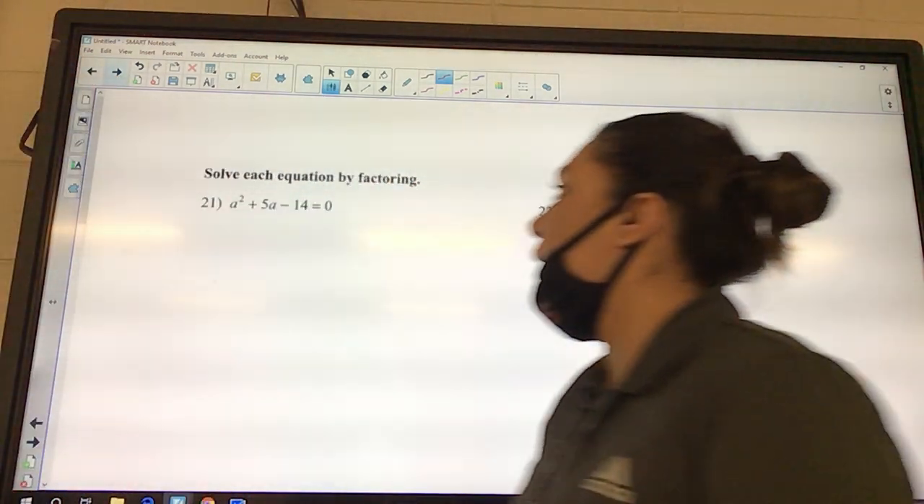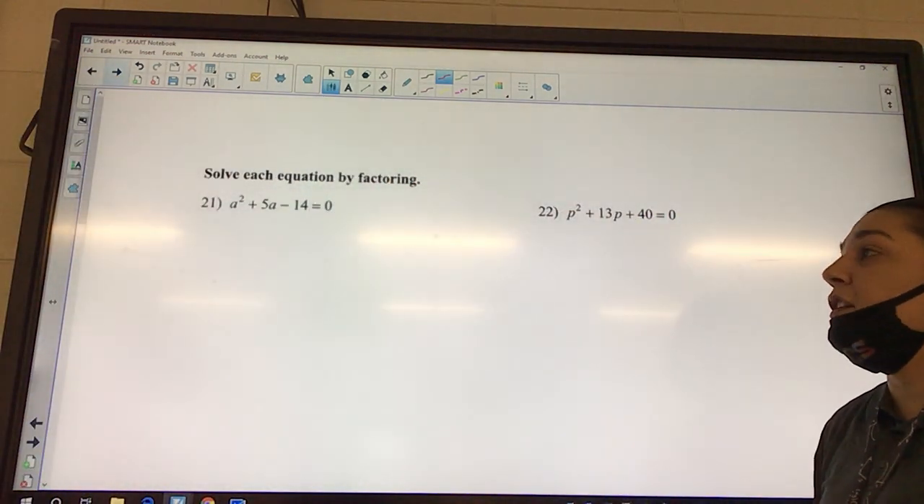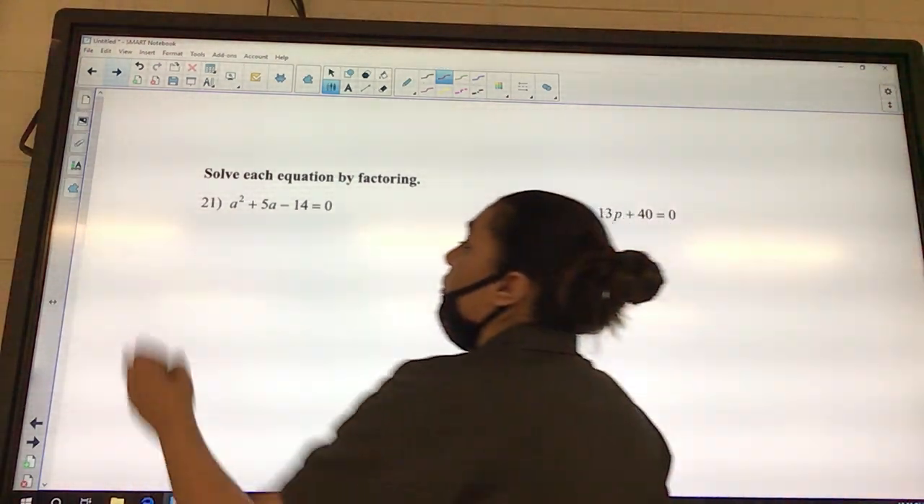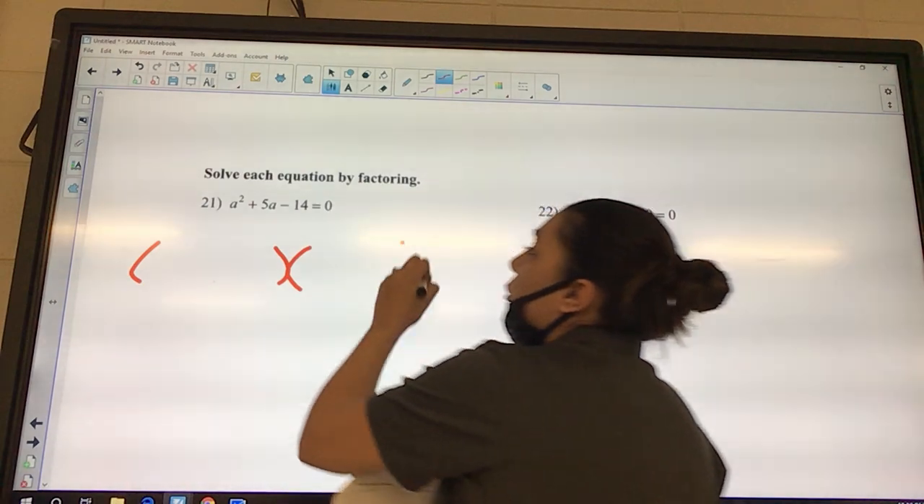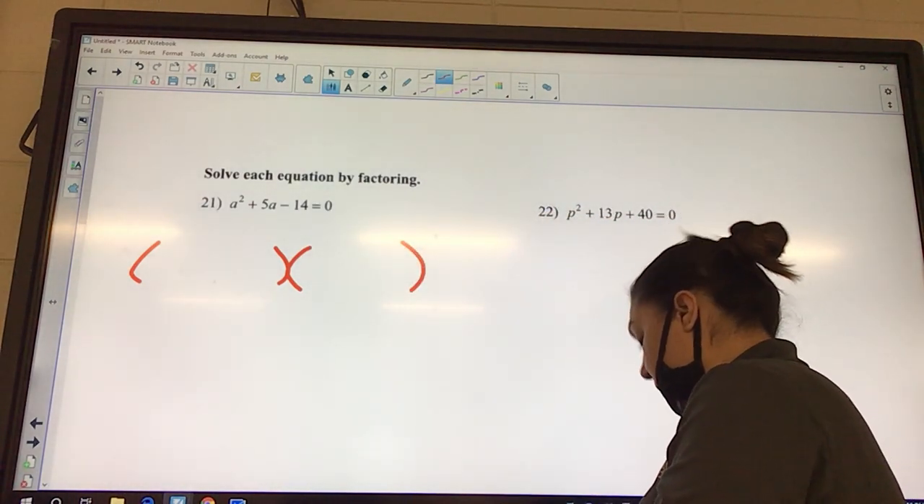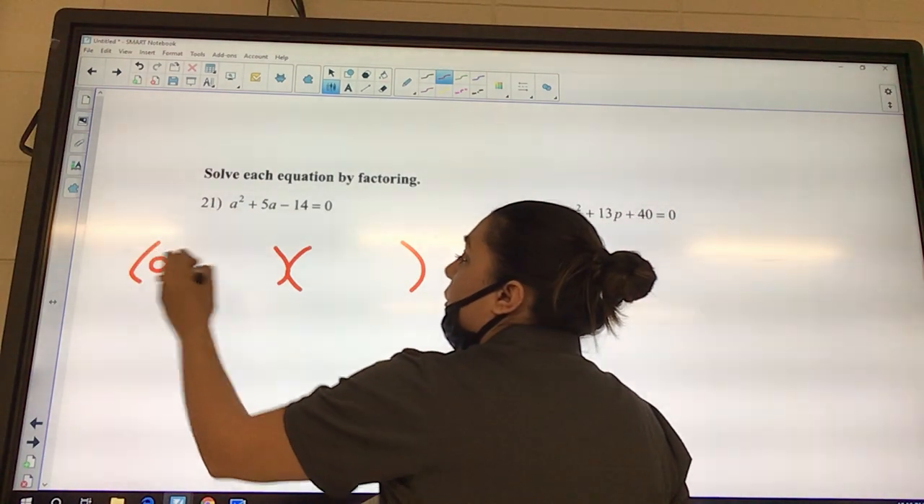Okay, number 21. It says factor each one of these. You need to pay attention to whether it says it equals 0 or not. These first ones do. So you're going to draw your 2 parentheses. And what could you fill in? The factors of 14 and 5, so we're going to fill in A and A.